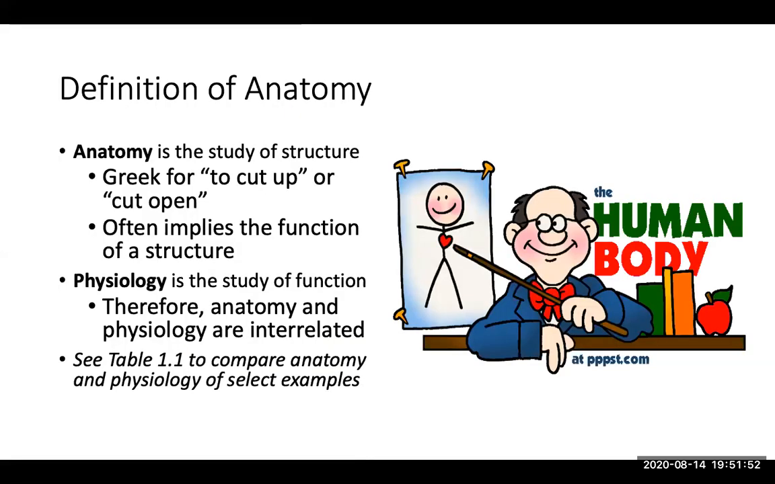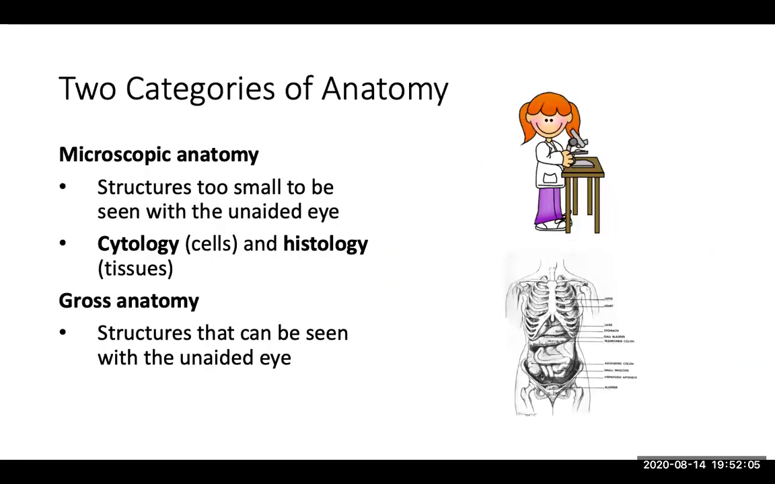All right, so anatomy here. Anatomy is the study of structure, and physiology is the study of function. So anatomy and physiology are extremely related. Microscopic anatomy looks at structures too small to be seen with the unaided eye. So we look at cytology, which are cells, and histology, which are tissues.